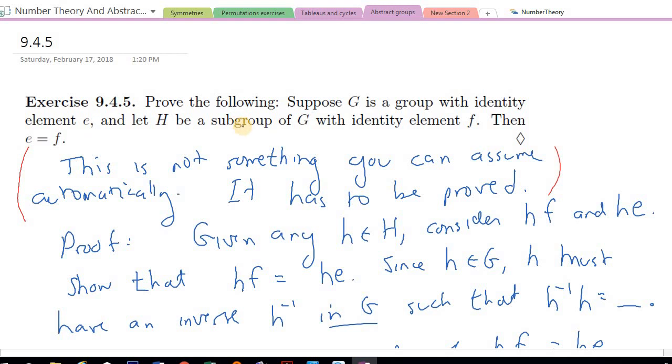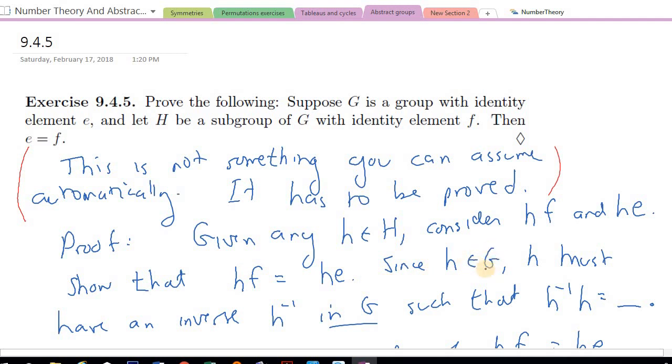So that's one of the things that we're going to have to show. All right, so here's one way to prove it. You can follow this outline, or you might have another way of proving it. So given any little h, an element of big H, consider hF and hE. Now you can show that hF equals hE by using properties of identity. Notice that F is an identity in H, so you can use the identity property of F here, and E is the identity in G, and h is in G, so I can use the identity property here.